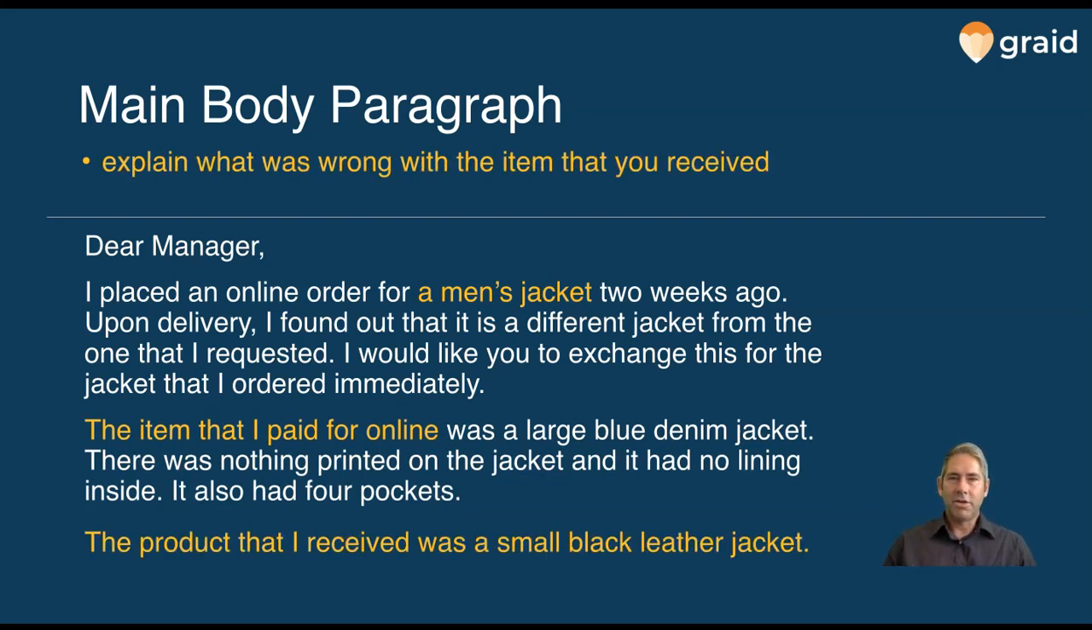Then I'm going to contrast this with the item that I received. So I'm going to use a similar structure, and here is a chance for me to use a bigger range of vocabulary. I'm only going to give the first sentence of the second main body paragraph, but you can see what I'm doing already. I go on to say the product that I received was a small black leather jacket. So using a range of vocabulary, large, small, blue, black, denim, leather.